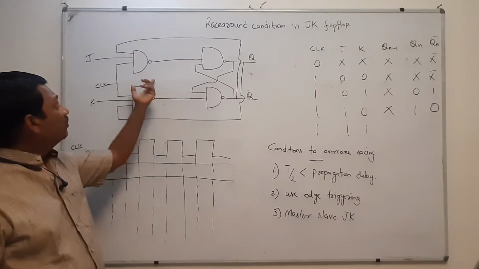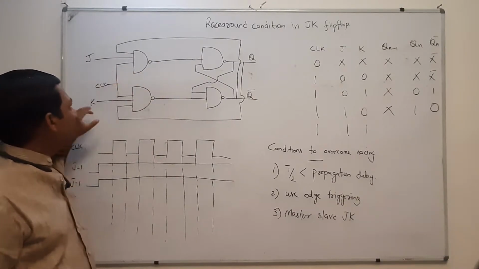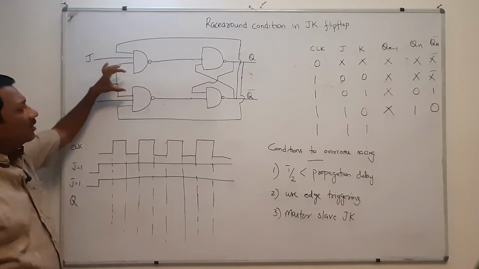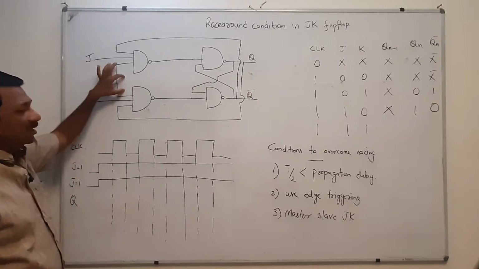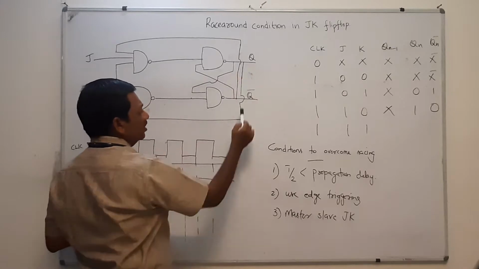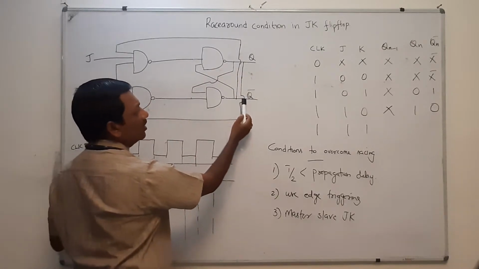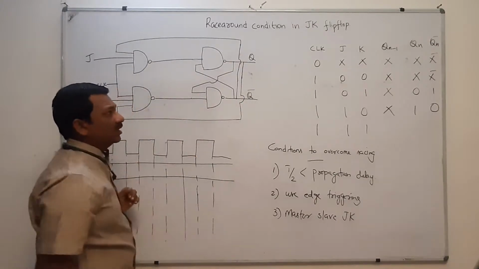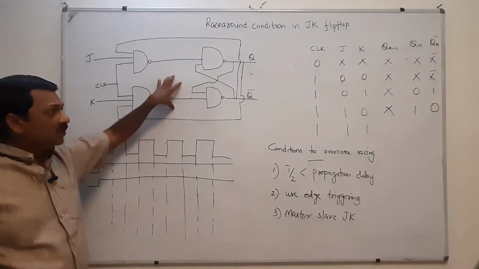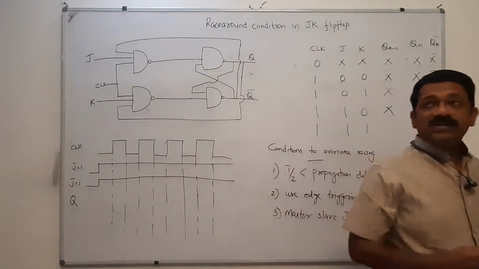As you know, this is a JK flip flop, with the inputs J and K and a clock signal. Here Q is fed as the input to this NAND gate, and Q bar is given as the input to this NAND gate. This is the circuit diagram of a JK flip flop, and we already discussed the truth table, which is like this.